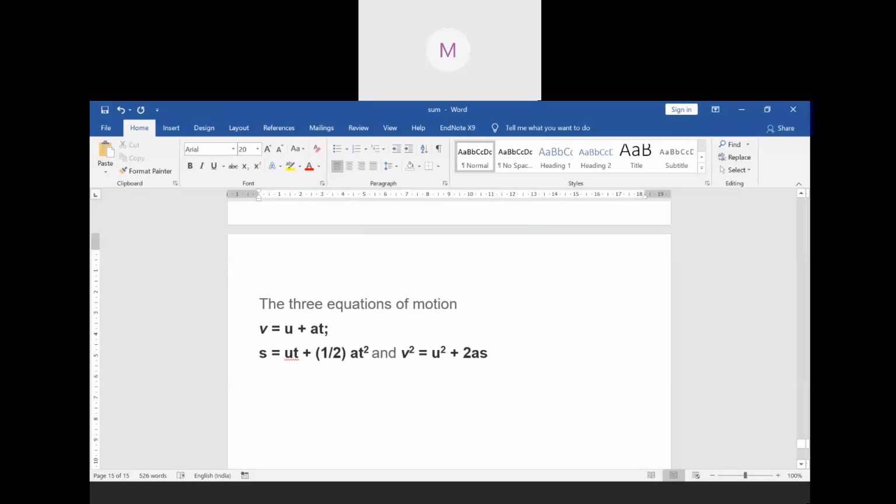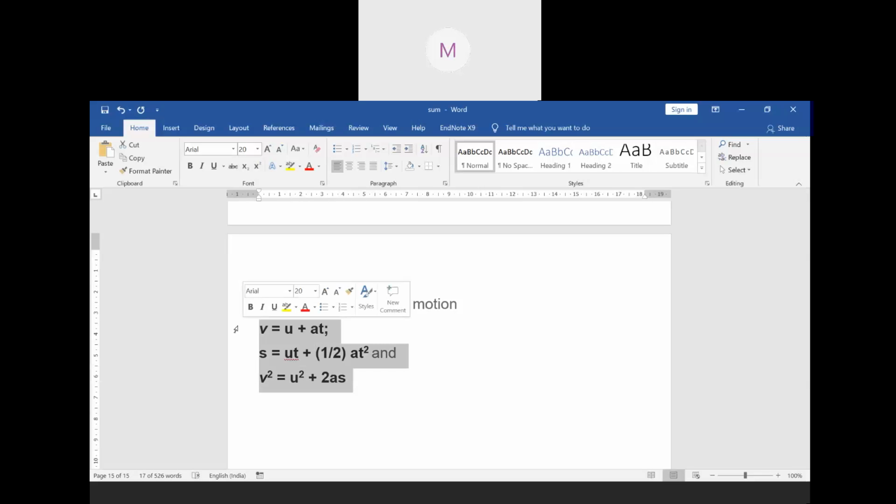Yes, sir. These are the three equations of motion. v equal to u plus at, s equal to ut plus half at square, and v square equal to u square plus twice as. So these three equations state what? Number one is u is initial velocity, v is final velocity.